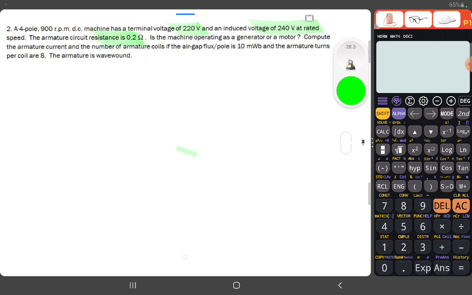We have already our terminal voltage, our induced voltage, and our RA. Take note that our RL is in parallel with our RSH, so we can find IA immediately by taking our KVL. Okay, next.